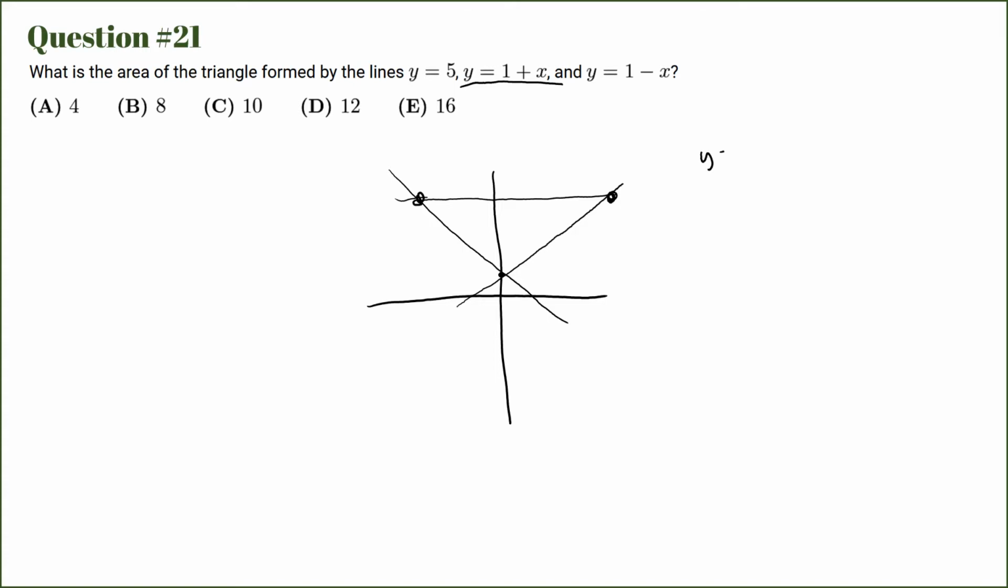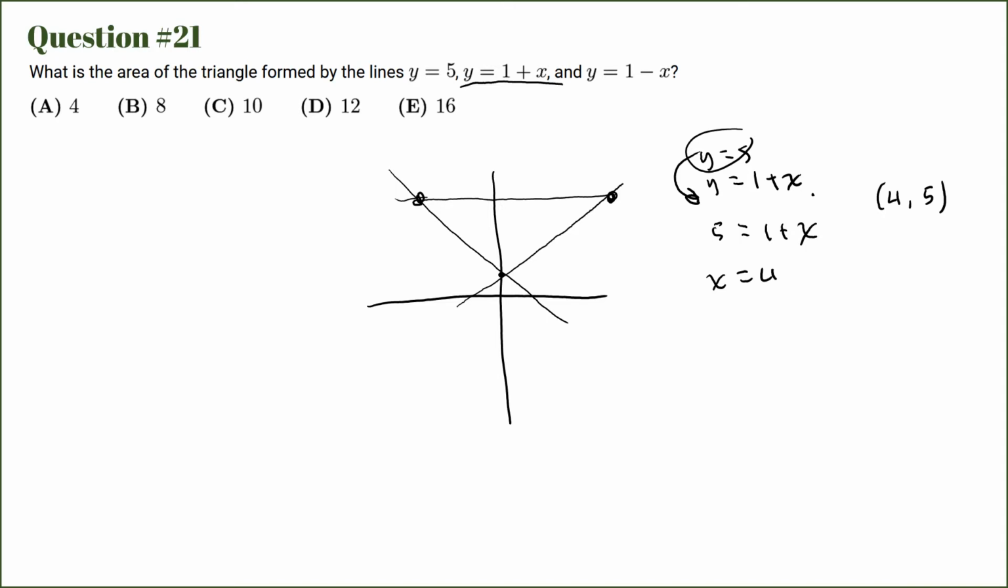So y equals 5 and y equals 1 plus x intersect at 5. Let's plug the value in to see where they intersect. 5 equals 1 plus x. X equals 4, so that would be 4, 5.